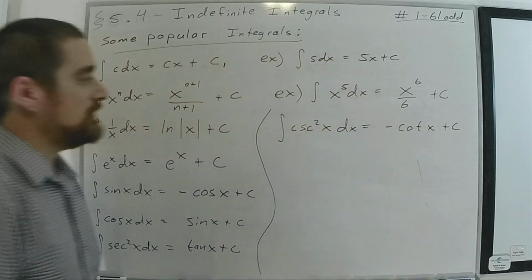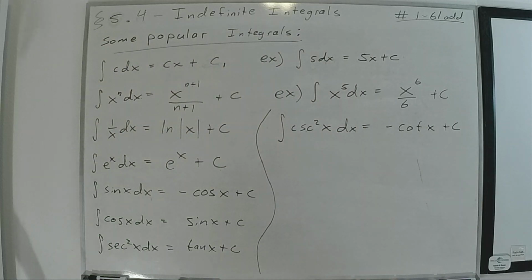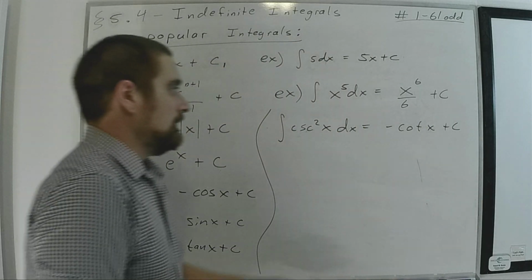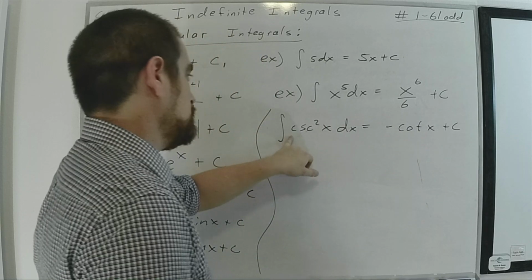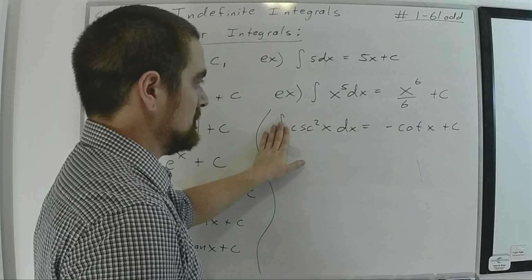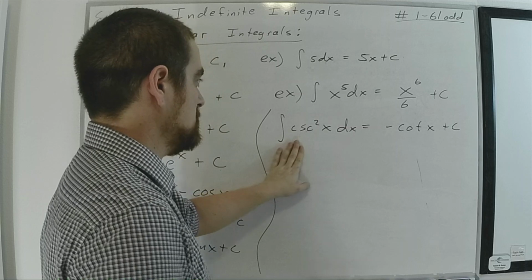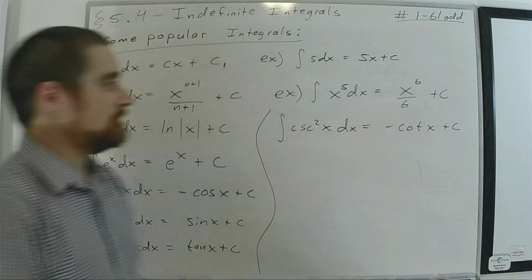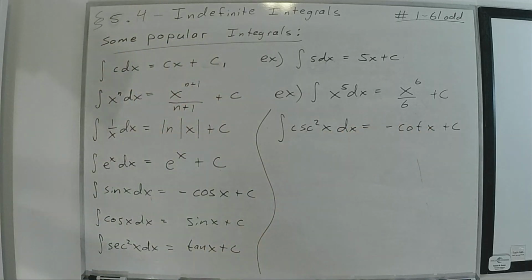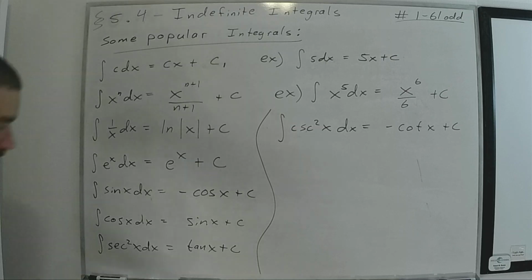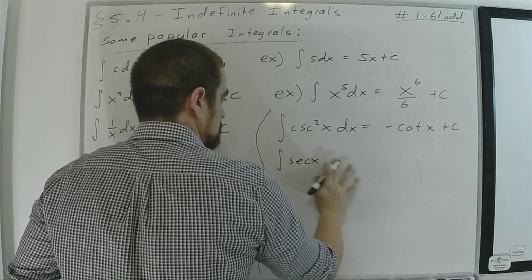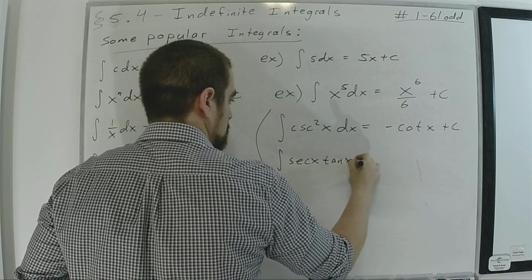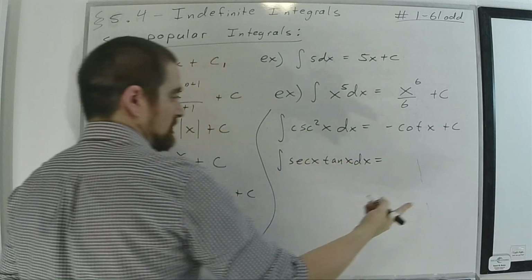When I differentiate cotangent, I get negative cosecant squared. If I differentiate negative cotangent of x, I get negative cosecant squared of x. And that's why I'm getting this positive integral of cosecant squared of x to be negative cotangent of x plus c. So again, these are just some popular ones that we see often towards the end of Calc 1 and then the beginning of Calc 2 that we should be familiar with.